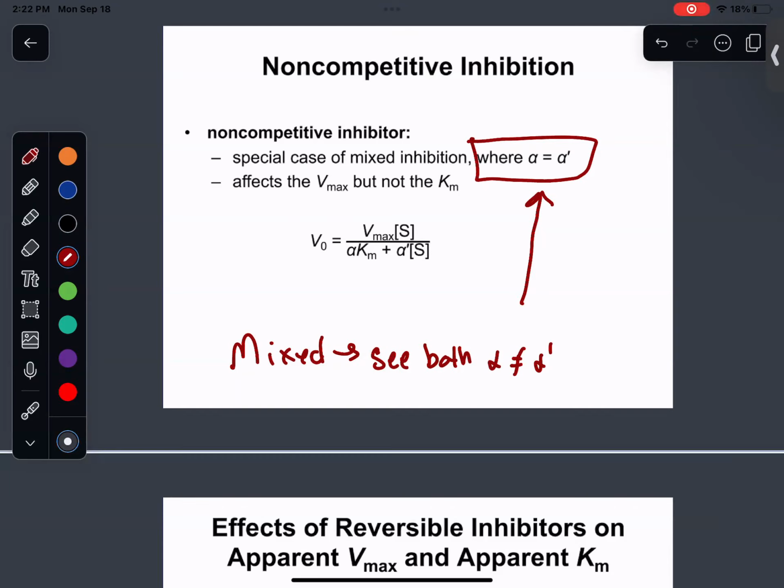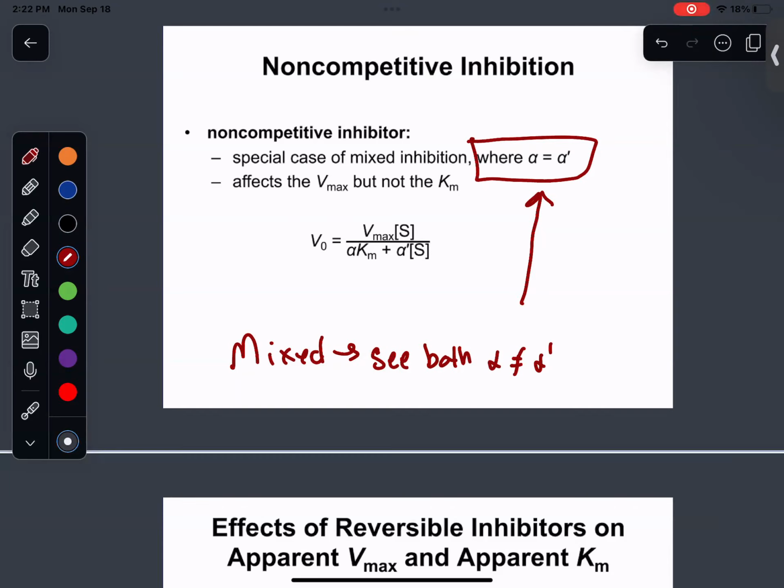It's the graphs that you have to worry about: competitive, uncompetitive, and occasionally mixed. That's what's going to be on your exam mostly. You know, this might pop up as a special case of mixed inhibition, but don't go crazy over this.